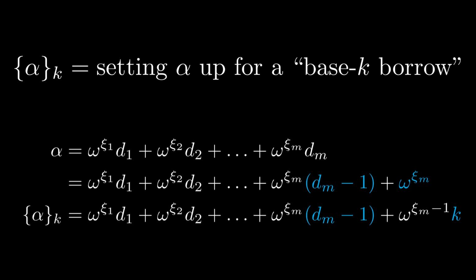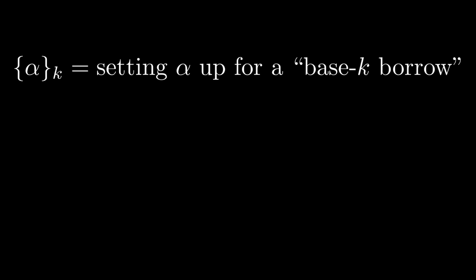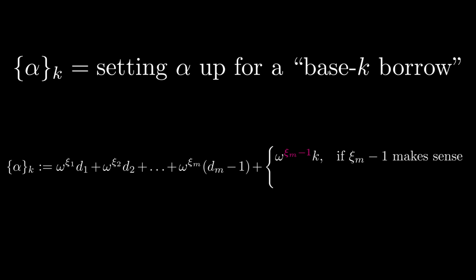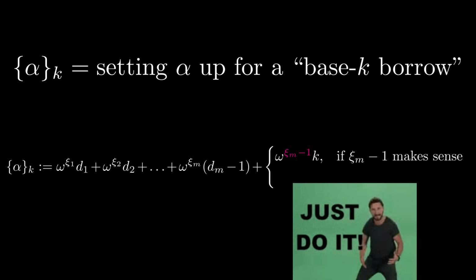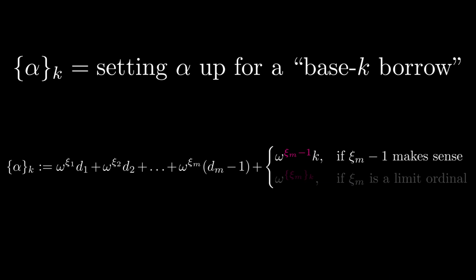We may be able to subtract 1 from dm since dm is finite and positive, but xm might be infinite, so we can't necessarily subtract 1 from it. This may seem like a problem, but fret not. If we can subtract 1 from the exponent, then just do it. Otherwise, just recursively set up the exponent for a base k borrow instead.